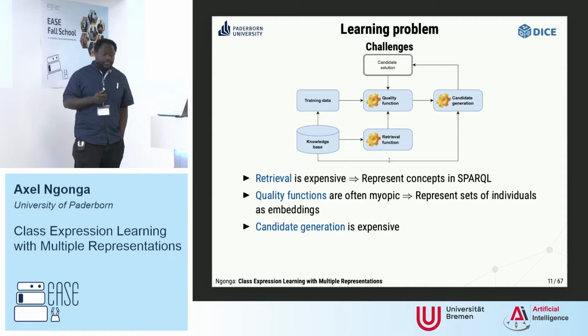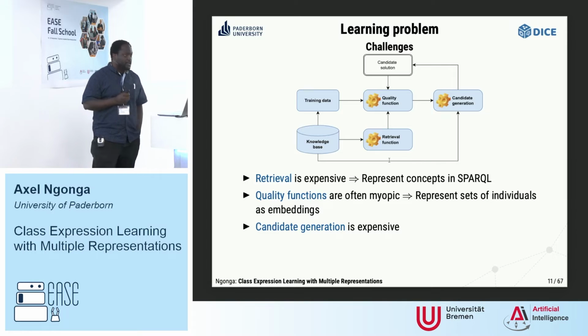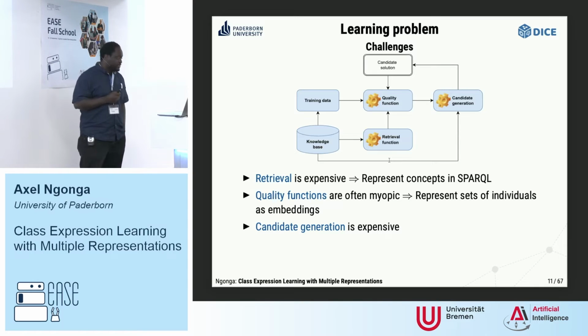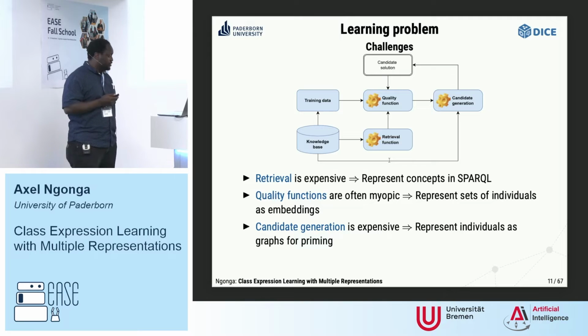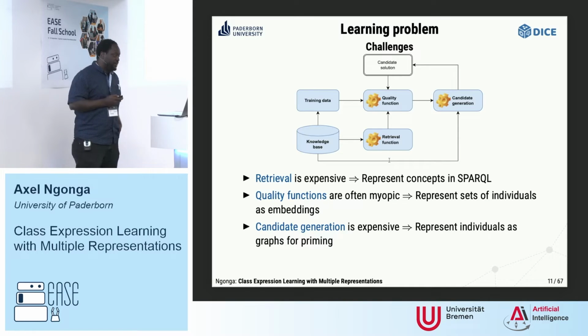Second problem we're going to deal with is the fact that quality functions are often myopic. The way they are described is such that they actually do not look into the future. We will define non-myopic quality functions and actually use that to improve the runtime of class expression learning. Candidate generation is expensive. We will represent individuals really as graphs and use those graphs for priming our solution. And with priming, we'll basically be able to run faster.